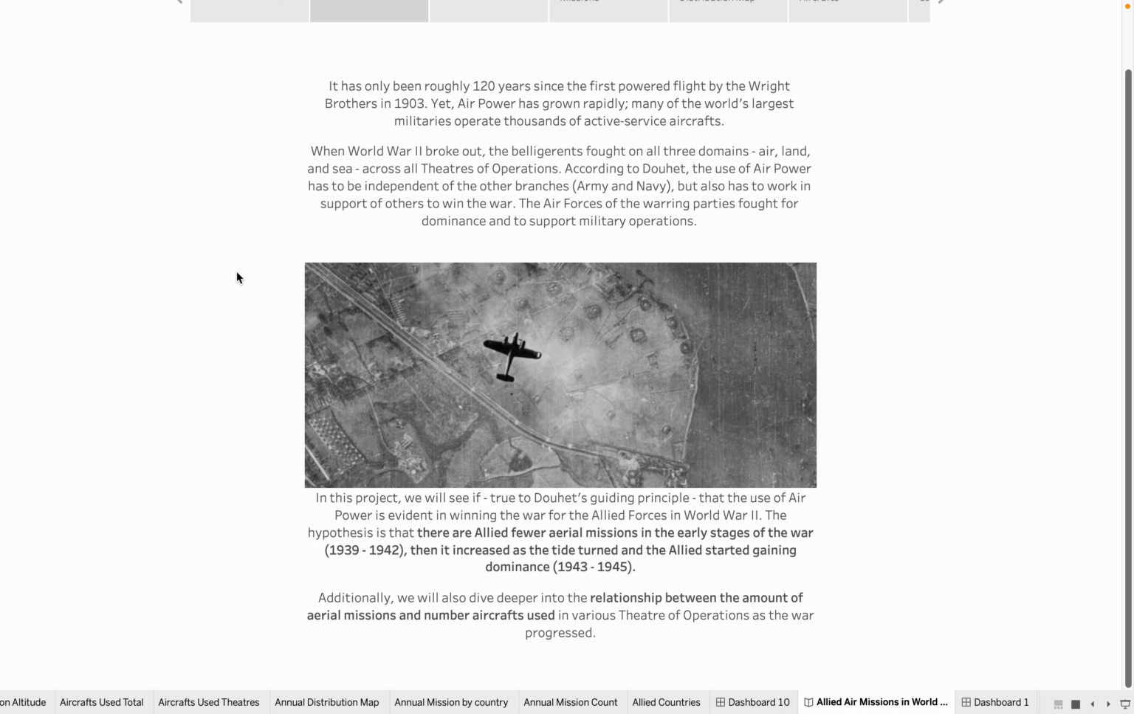We wanted to see if there are actually fewer air missions in World War II in the early stages, and then it increased as the Allied gained more of a dominance and upper hand in the battlefield in the latter stages of the war. And we'll also dive deeper into the relationship between the amount of aerial missions and the number of aircrafts used in various theater operations as the war progresses.